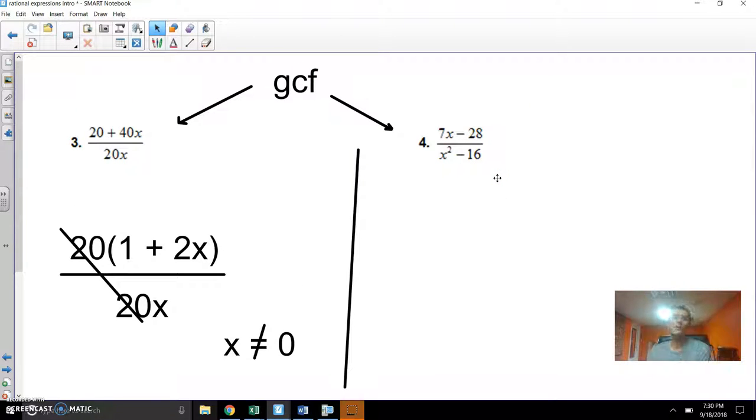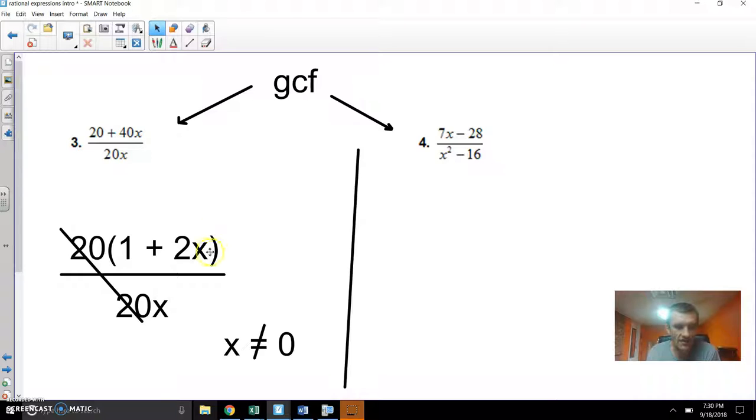3 and 4, these both flex that idea of GCF, greatest common factor. So what I've done is I've looked at the top of this numerator, 20 plus 40x. They have 20 in common. So I divided 20 out of each of these, and I get 20 times 1 plus 2x. Now the bottom has 20x as well. The 20s cancel, leaving simply 1 plus 2x over x.